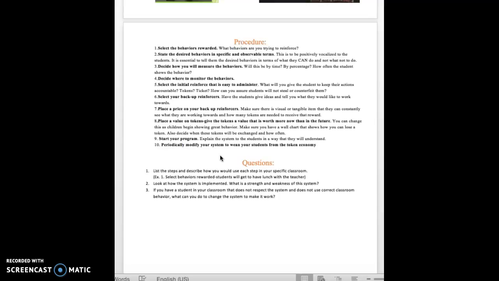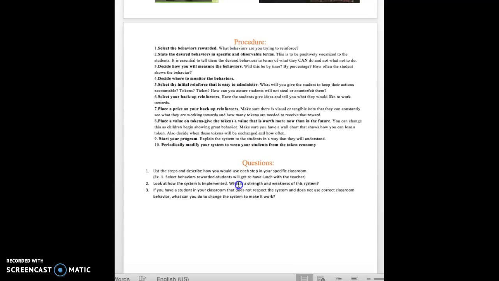Number 10, periodically modify your system to wean your students from the token economy. Obviously, you don't want your students to be stuck on this token economy for the next 5 years of education. You want them to be able to utilize the system and change their behavior. Once they change their behavior, get off the token economy and just do what they need to do. You want that to become a normal behavioral routine that they express every single day without having to be rewarded for it. So this is the token economy.